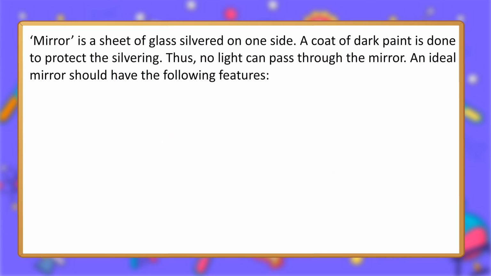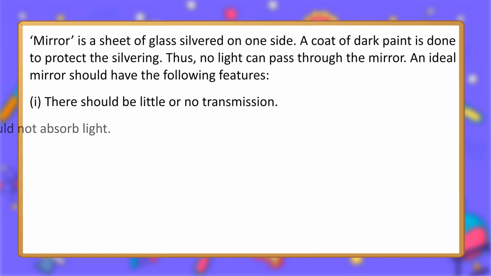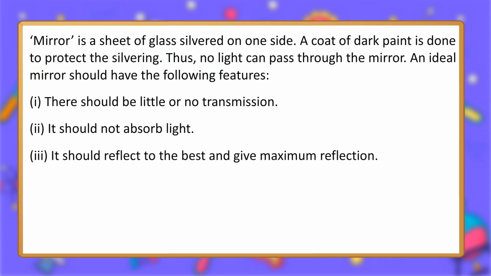Mirror. A mirror is a sheet of glass silvered on one side. A coat of dark paint is applied to protect the silvering. Thus, no light can pass through the mirror. An ideal mirror should have the following features. 1. There should be little or no transmission. 2. It should not absorb light. 3. It should reflect to the best and give maximum reflection.